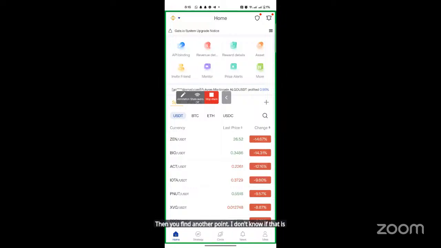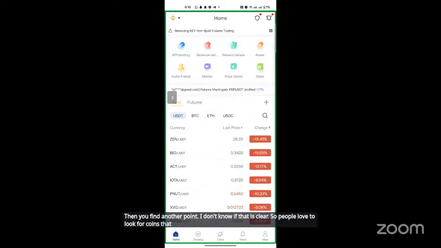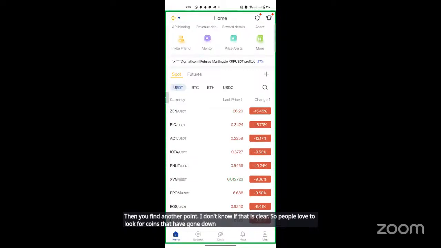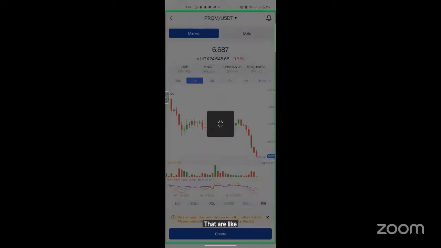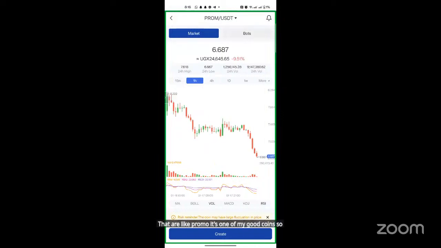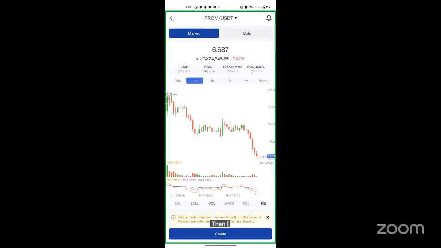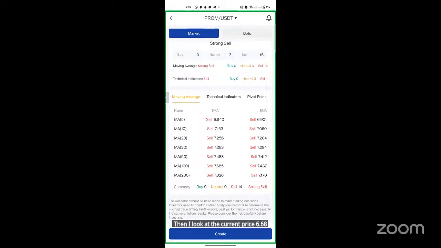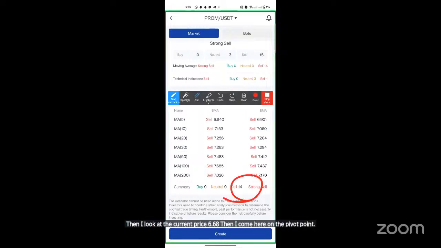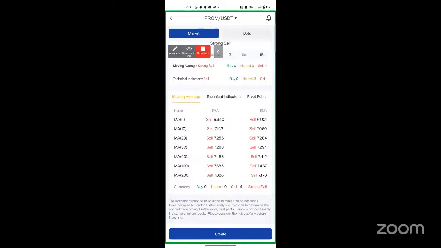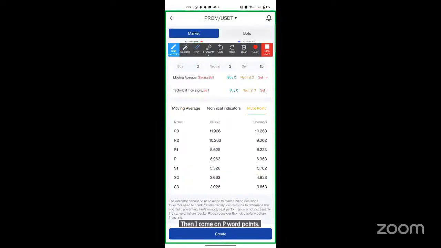So people will have to look for coins that have gone down. There are good coins here, like Promo. It's one of my good coins. If I look at it in 1 hour, I change this to 1 hour. Then I look at the current price, 6.68. Then I come here on the pivot point, 6.9. That is the pivot point, meaning the coin is bearish.